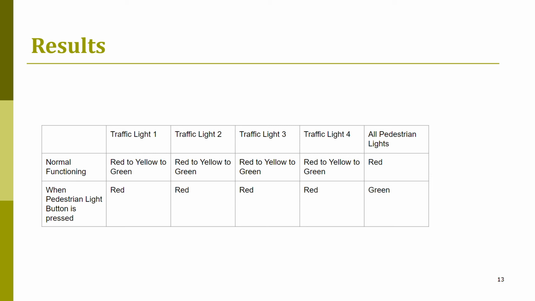During the normal functioning of the traffic lights, the first traffic light changed colors from red to yellow to green. Then the second, third, and the fourth traffic lights followed in a clockwise manner. And meanwhile, all the pedestrian lights were red in color. But as soon as the pedestrian lights button was pressed, all the four traffic lights turned red immediately, and all the pedestrian lights turned green and finished their cycle. And as soon as the pedestrian lights turned red, the traffic lights continued their cycle. Next slide, please.